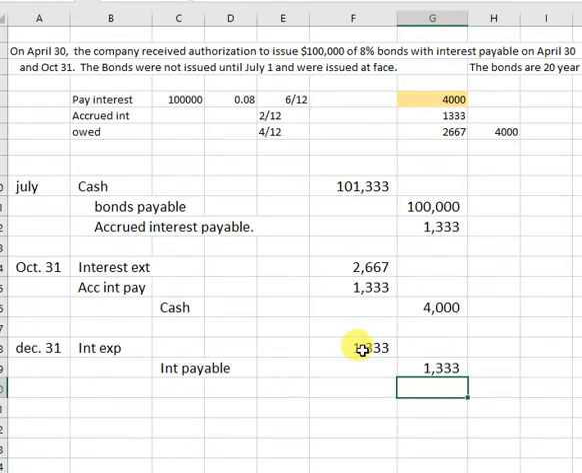So that's my December 31st, and then in April, I'll actually make this same exact entry because I'll have January, February, March, April, that's expense there. I'll have January, February, March, April for the expense, get the interest payable out and write the check for $4,000. And in October, I'll make this entry, etc.